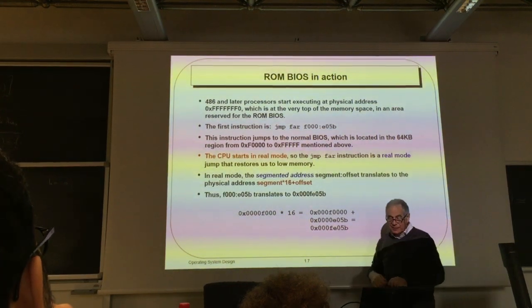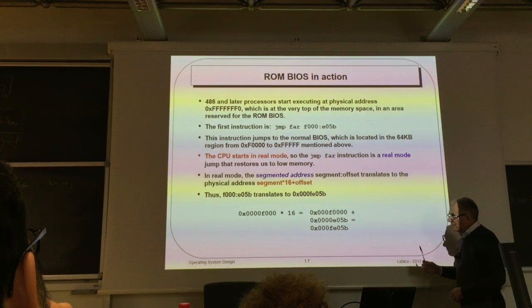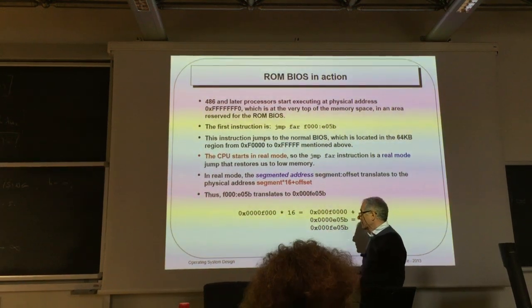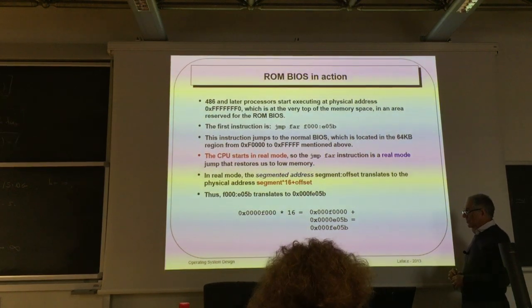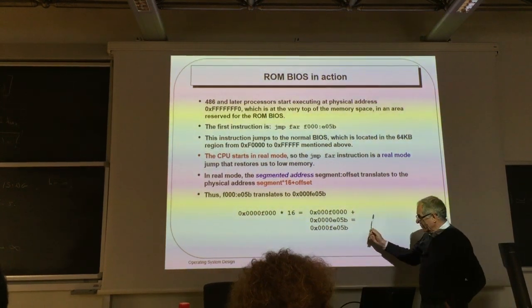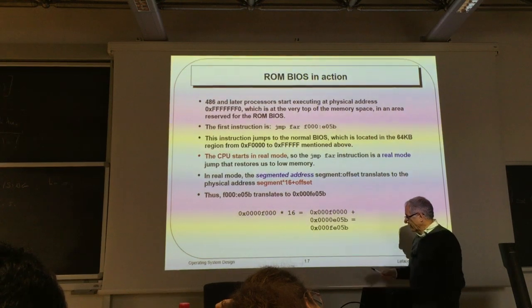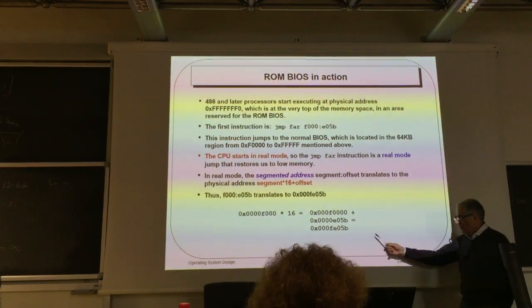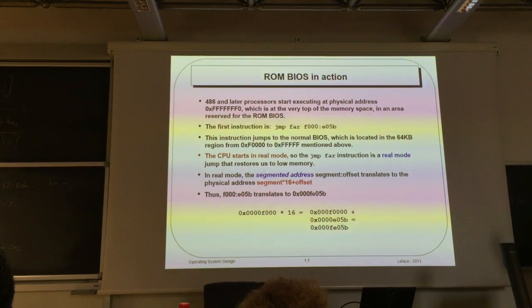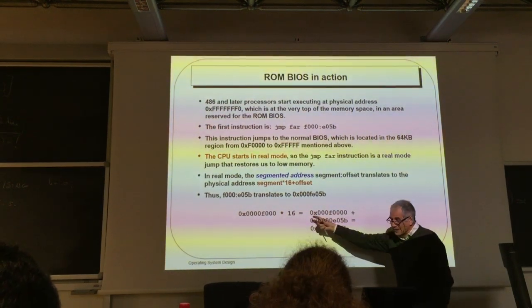This is a real mode instruction, and the physical address translates simply in this way. The segment number is shifted. It's multiplied by 16, so it's shifted by 4 bits, and the offset is added. So this F00 becomes F000, one more 0, plus E05B, and the physical address is this one. So in real mode, the segment plus offset is simply translated by the memory management unit trivially in this way.